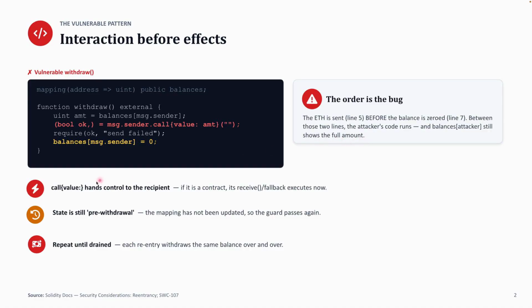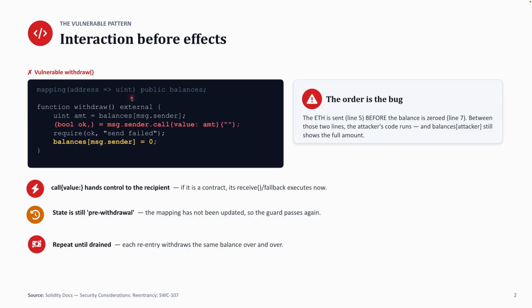So what exactly happens? When we do dot call or a low level call, it hands control to the recipient. If it turns out to be an externally owned account, then there is no harm. However, if it is a contract, then its receive or fallback executes now. So what happens? The state is still pre-withdrawal. That is, the mapping has not been updated.